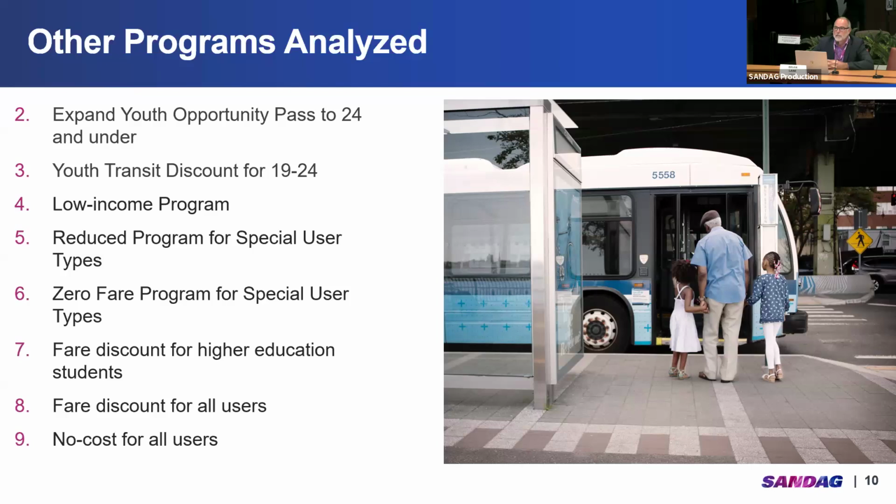The other programs we dove into were just doing maybe a half fare for the 19 to 24. The low income program, which was again one of the favorites from our participants. We did look at some reduced programs for special user types, including veterans, other types of students. Zero fare program for special user types. And then looking at fare discounts for higher education students, we were getting feedback that that's something that's interesting to them.